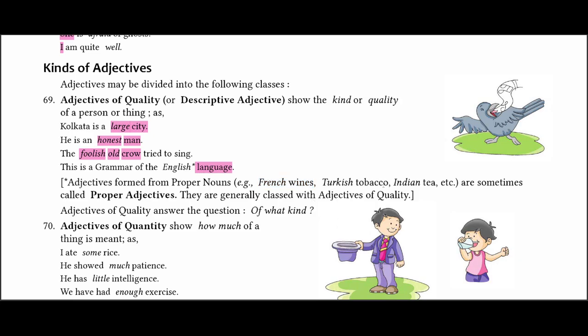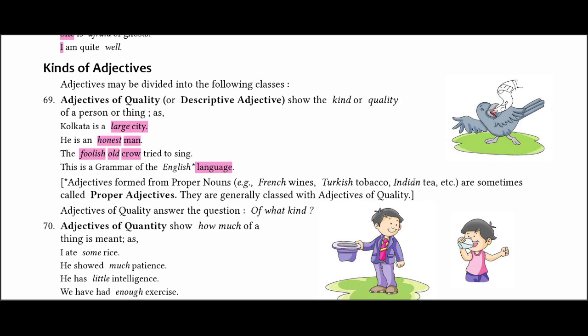Similarly, a Turkish tobacco. Tobacco is a noun, and Turkish is describing the noun tobacco. It is telling the quality of the tobacco. So obviously, it is a descriptive adjective or an adjective of quality, but at the same time, this adjective is formed from a proper noun, Turkey. We also call it a proper adjective.